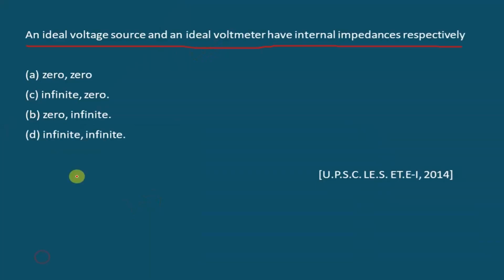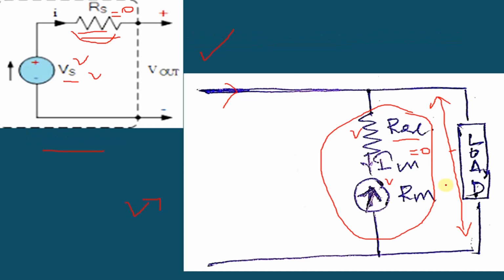Okay. So in this case, you can clearly see the ideal voltage source has internal impedance 0, and the ideal voltmeter has internal impedance of infinite. So this was asked in the 2014 IES question. Let's go to the next question.